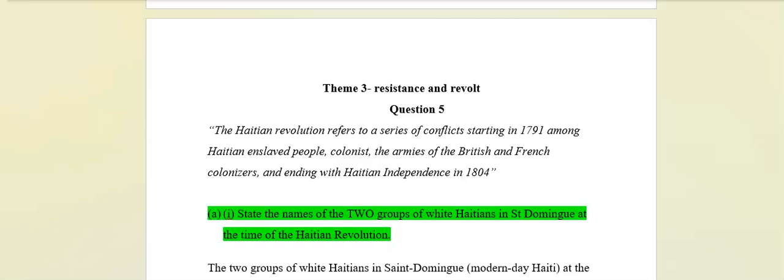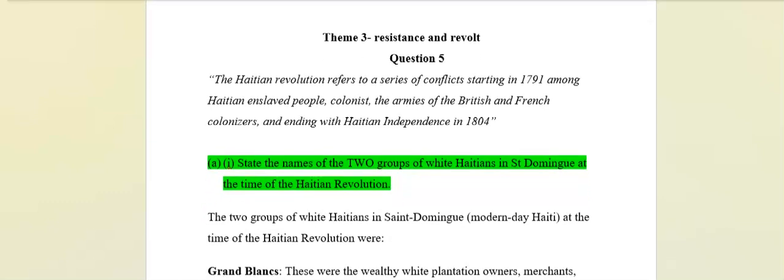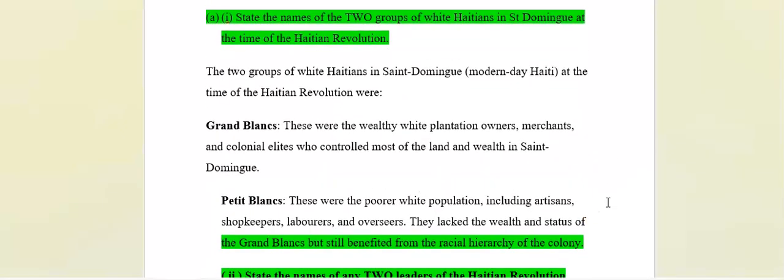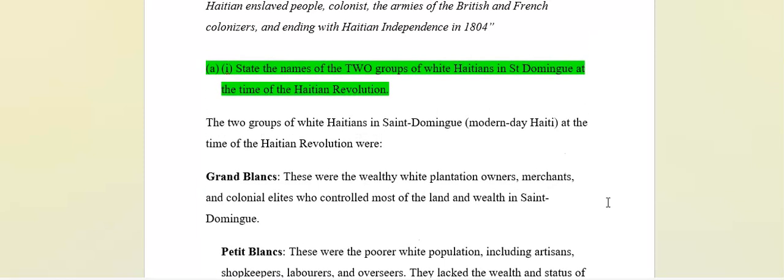So we are given this little scenario. And the question is, we are to state the names of the two groups of white Haitians in Saint Domingo at the time of the Haitian Revolution. Now, the two groups of white Haitians that were in Saint Domingo, which is modern day Haiti today, at the time of the Haitian Revolution were the Grand Blancs and the Petit Blancs.